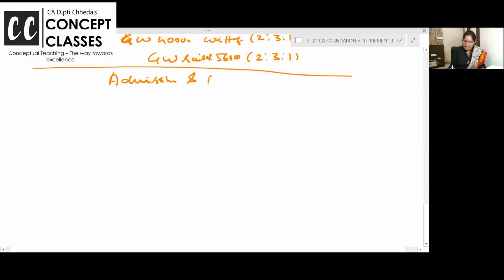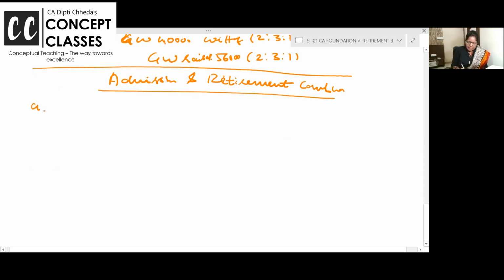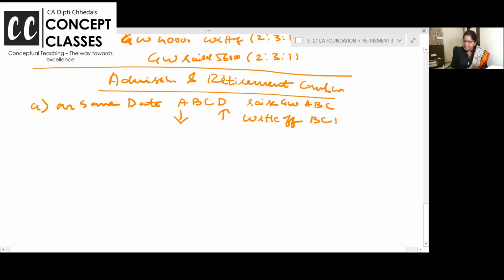Admission and retirement combine. Now, if admission and retirement combine on the same date, A, B, C, and D. D is admitted, A is going. Raise goodwill A, B, C. Write off B, C, D.